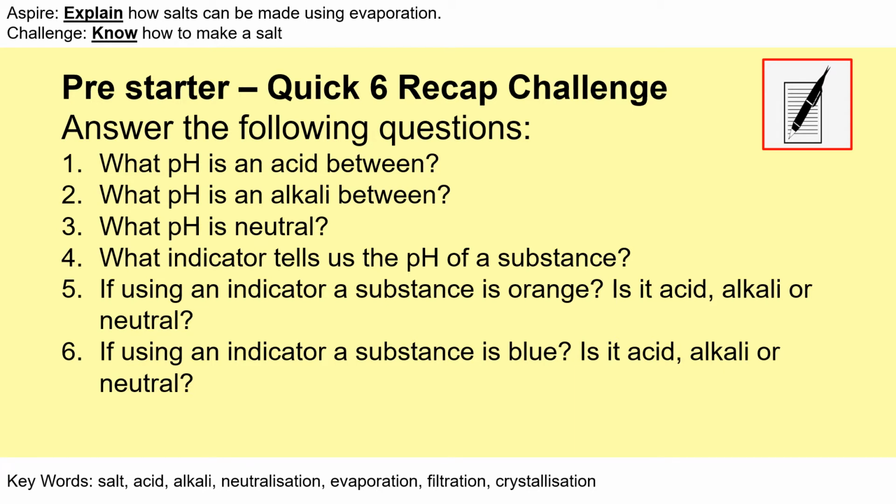Question number 5, if you used an indicator, a substance is orange. So is it acid, alkali or neutral? And question number 6, if you use an indicator, a substance is blue. Is it acid, alkali or neutral? I'm going to give you 4 minutes to complete this task. Off you go.